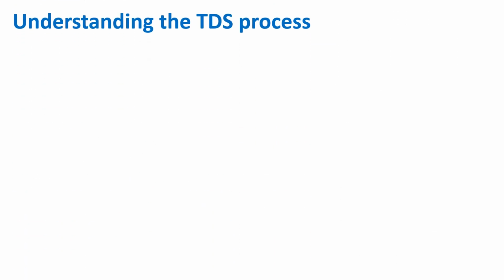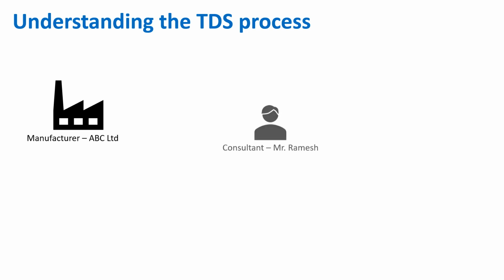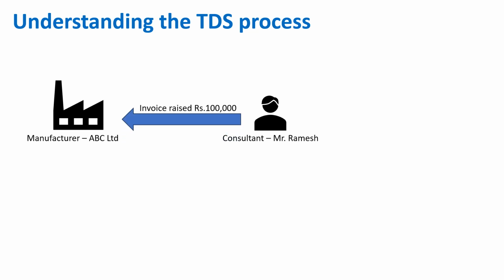Let's try to understand the TDS process with an example so that you will have clarity about the process. For example, there is a manufacturer ABC Limited, and the manufacturer appointed Mr. Ramesh for certain legal work, okay, as a consultant. And once the legal work is completed, the consultant raised an invoice for rupees 1 lakh. So what is the job of the manufacturer now? To process the invoice. But at the time of processing the invoice, as per the requirement of the Income Tax Act, a TDS percentage has to be deducted. So here the TDS deducted by the manufacturer is at the rate of 10%, and that amounts to 10,000. That is, 10% of 1 lakh is 10,000 rupees.